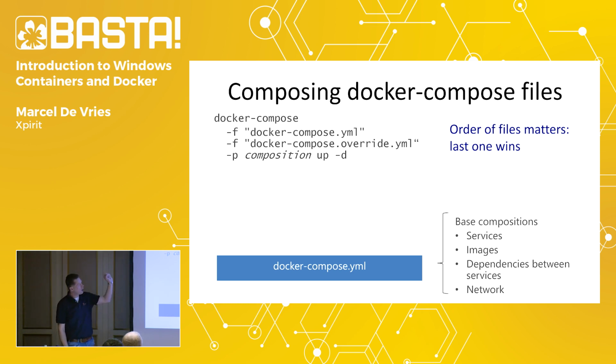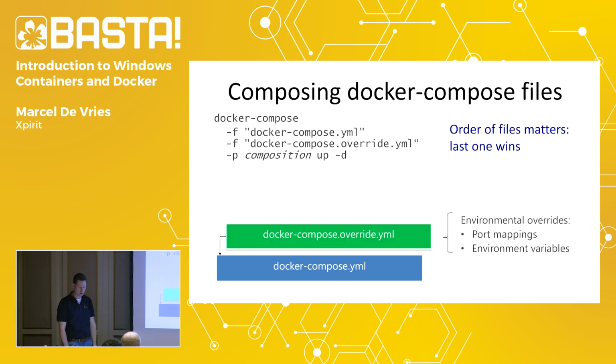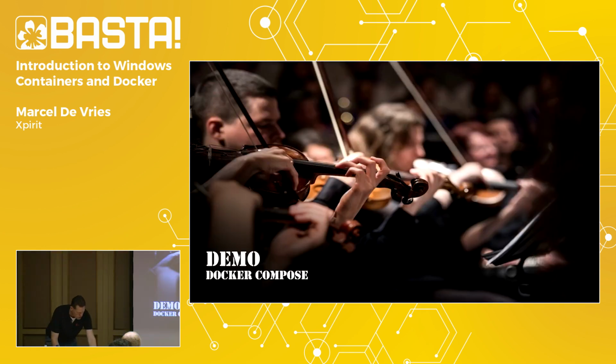And then I specify up, which will bring them up. If I do down, it will bring them down. And that's the way we can then start using these containers. Last write wins is the case here. So the Docker Compose override will actually override because it's the last one on the command line in this case. So let me show you that.